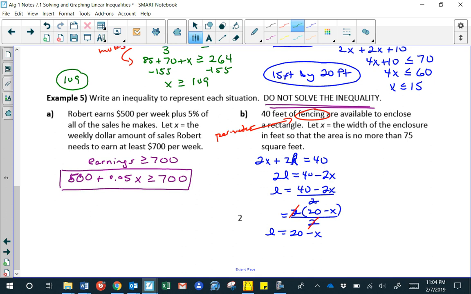What we were told in the problem is that the area should be no more than 75 square feet. So that means that our area should be less than or equal to 75 square feet. Area, as you know, is length times width. So our length is 20 minus x, and our width is x. So the area will be x times 20 minus x, and that has to be less than or equal to 75. Again, we're not solving it, we're just writing the inequality.